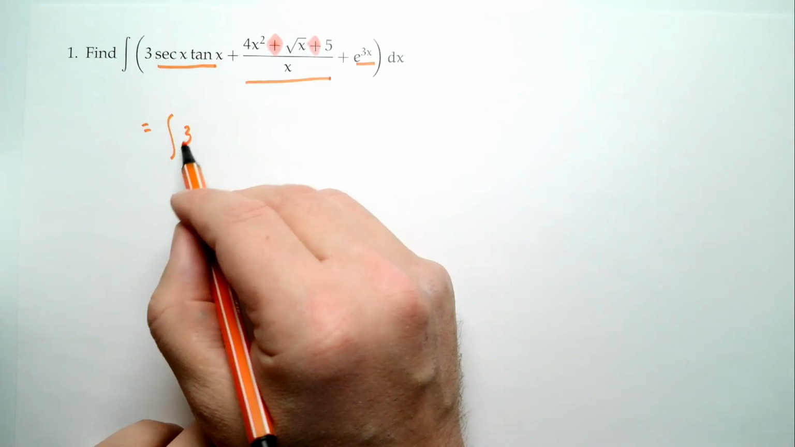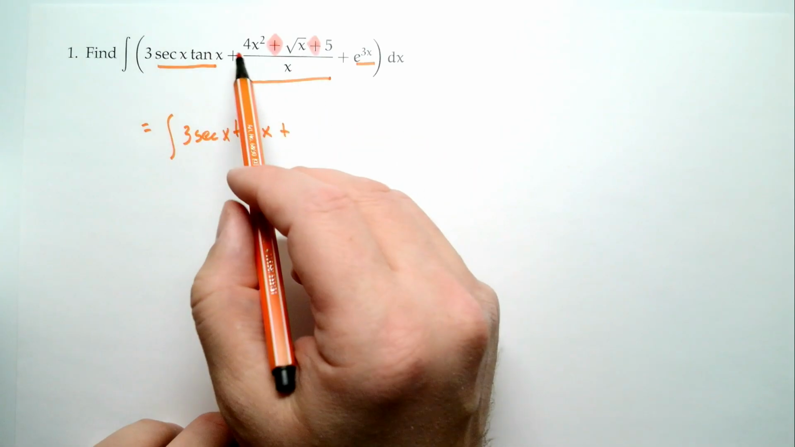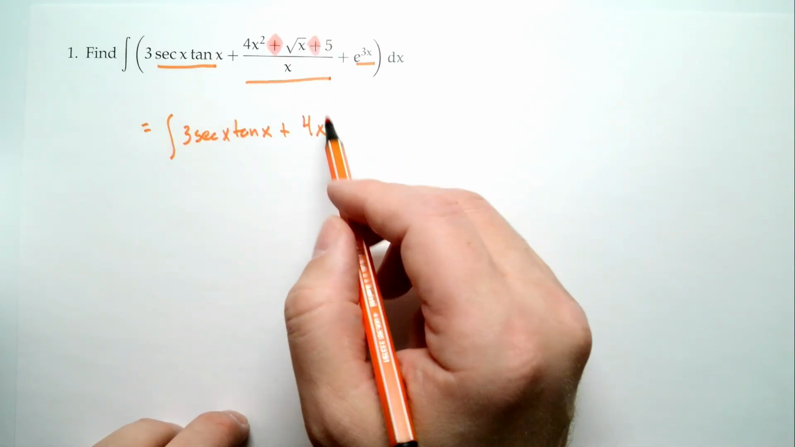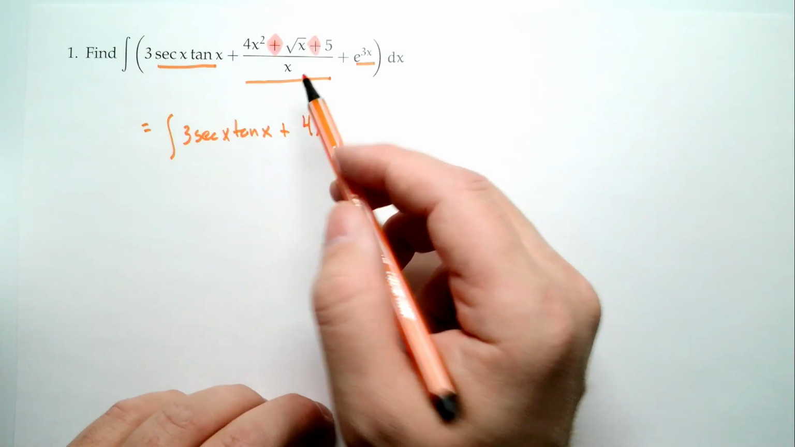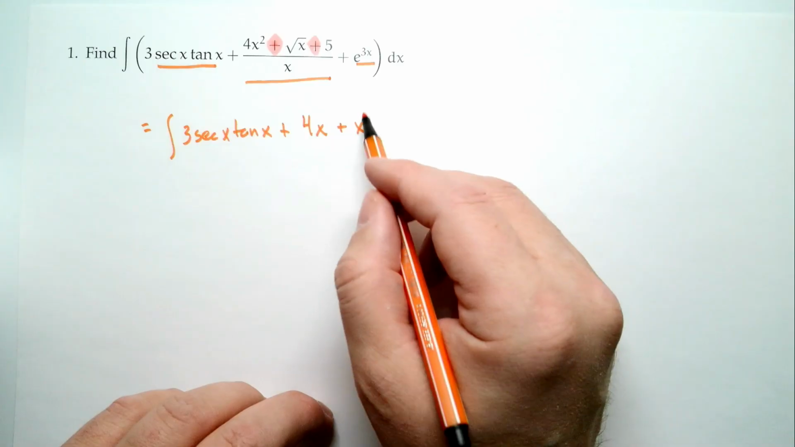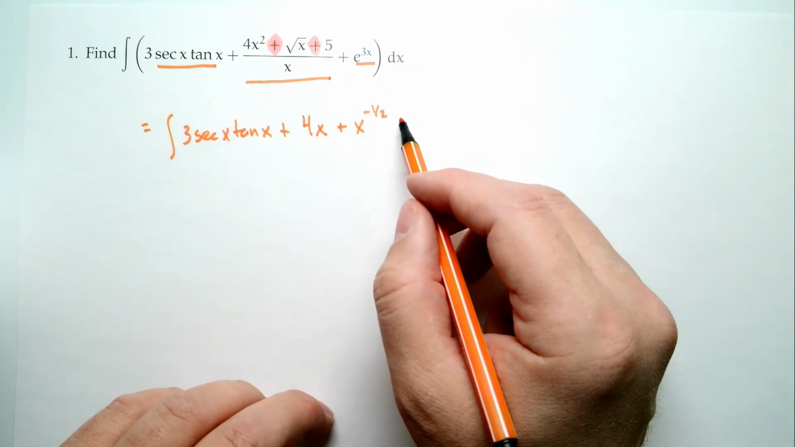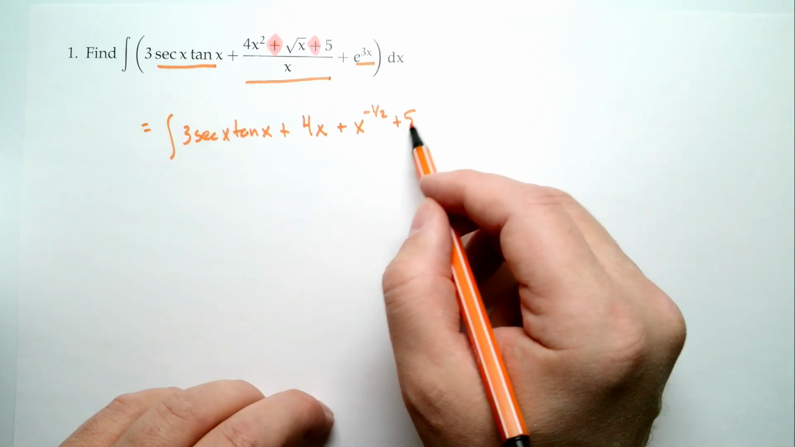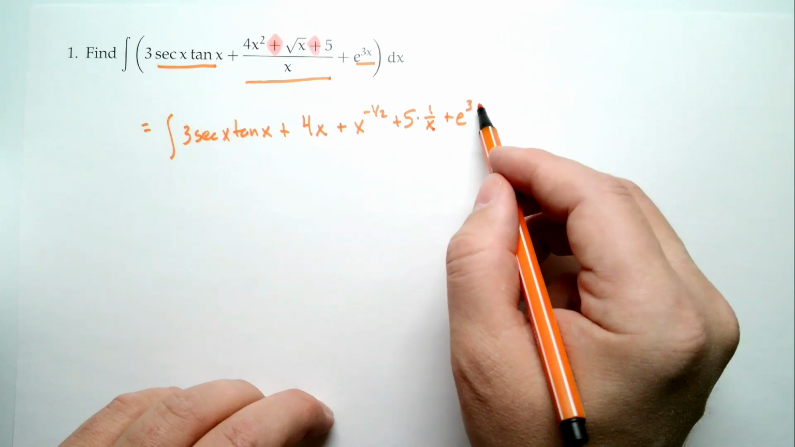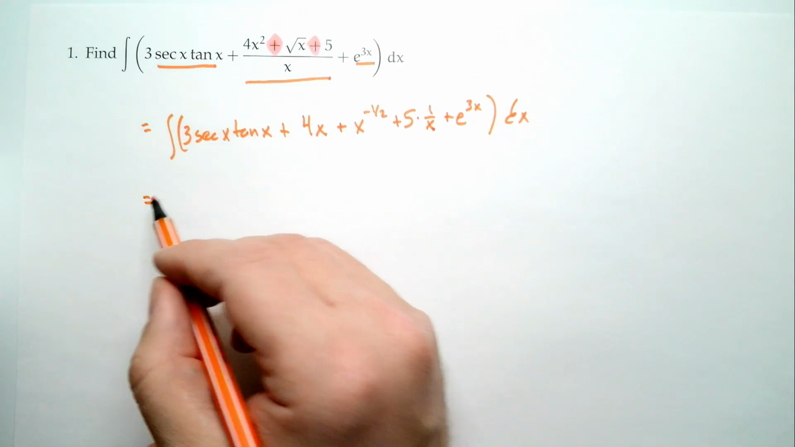So we still have the 3 secant x tangent x, and then here we'll put each term over x. 4x squared over x is 4x. Square root of x over x will become 1 over square root of x, but we write that in our calculus way: x to the minus 1/2. Then 5 over x. Now 5 over x you can write as 5 times x to the negative 1. But 1 over x is a really special case, because 1 over x made our list. And we usually leave 1 over x as is.